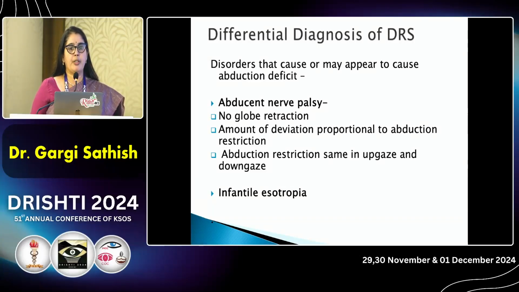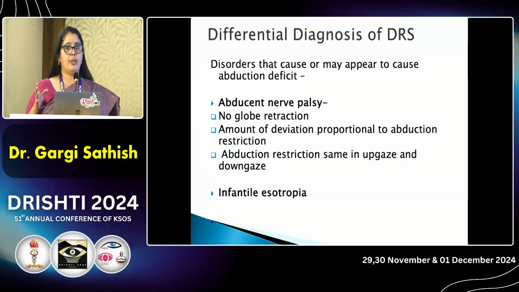So you should not miss out on an abducent nerve palsy or an infantile ESO, where the follow-up and the implications are totally different. So in a congenital abducent palsy, there will not be a globe retraction. That globe retraction is very classic, and the amount of deviation in the primary position is going to be proportional to the abduction restriction.